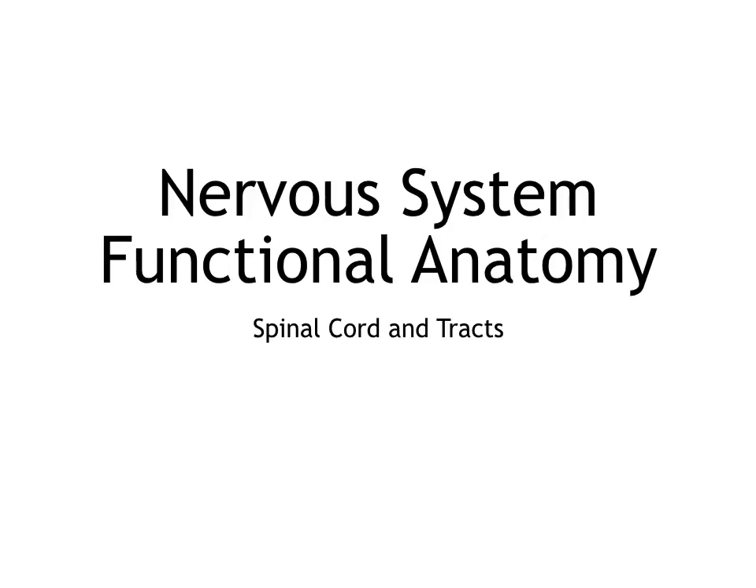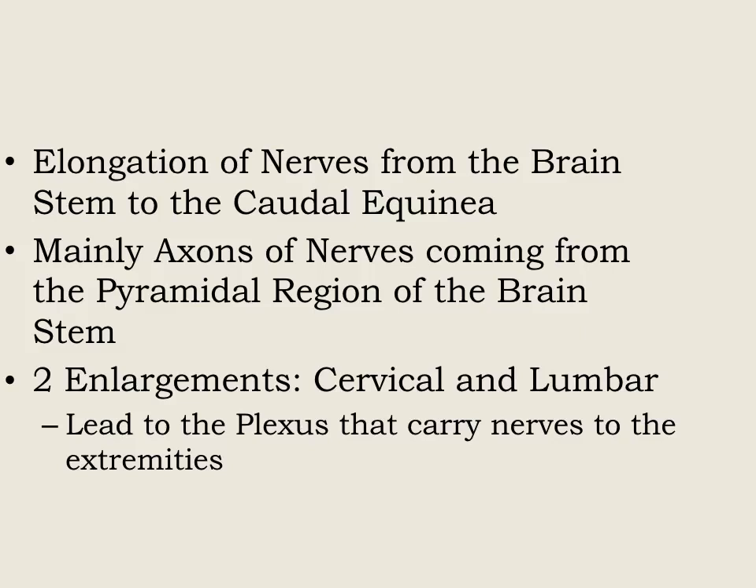Okay, so we're going to continue our discussion of the functional anatomy, this time looking at the spinal cord and the tracts within the spinal cord leading to the peripheral nerves. So the spinal cord is an elongation of nerves that are extending from the brainstem down through the vertebrae, ending at what's referred to as the cauda equina.